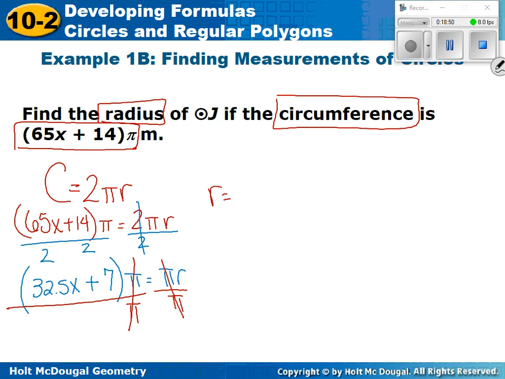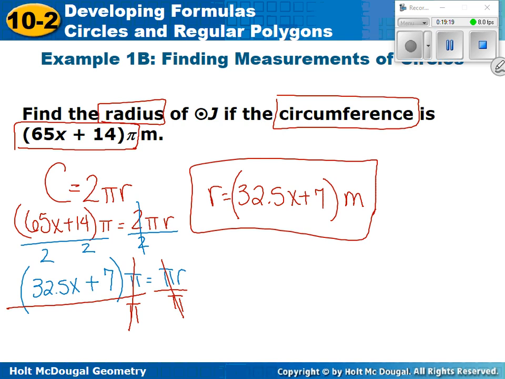Very good. And it doesn't say in terms of x. I will try to be very clear on the homework and put in terms of x anytime you're going to have an x in your answer. But you're just going to have to know on the homework. If you end up with an x, it's okay if you had x's in your problem to start with. So don't worry about that. 32.5x plus 7. And what are the units in the problem? Meters. And we're just finding the radius, so it's not squared.